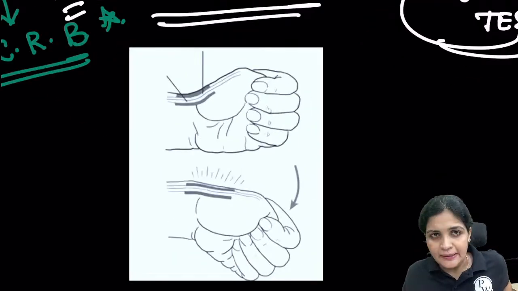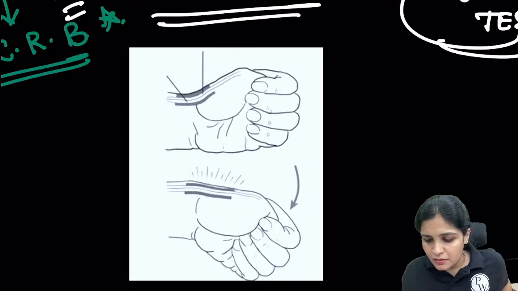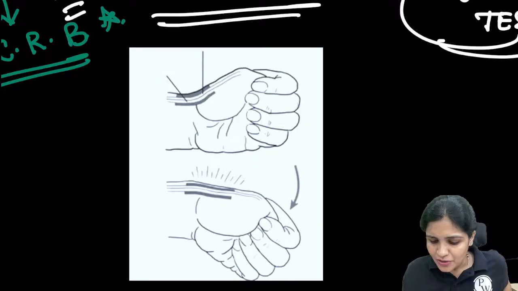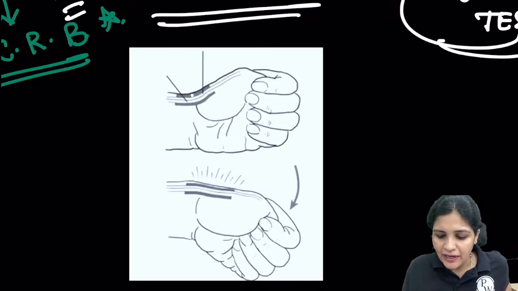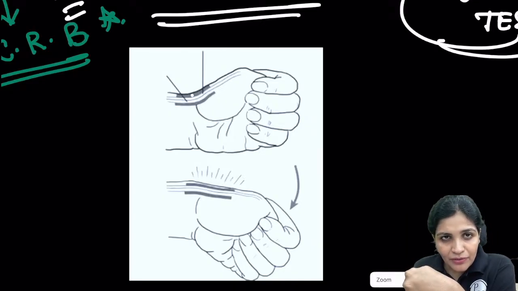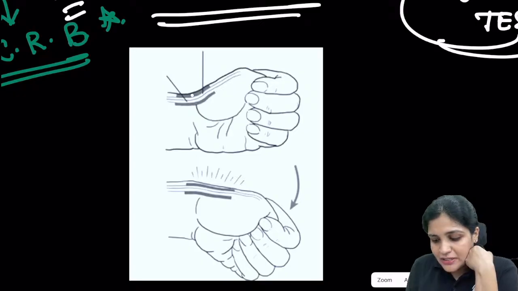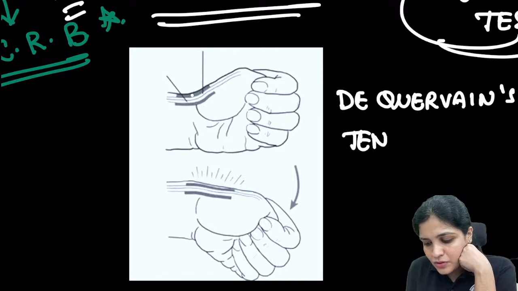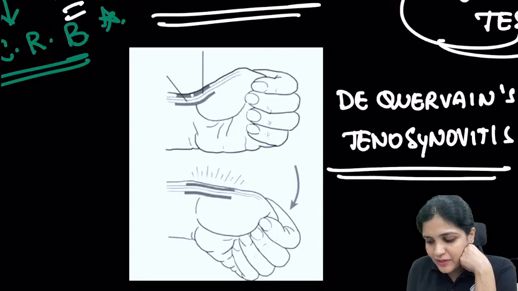And what is this test? Reverse Cozen test. Okay. So now what are you observing here? There are two tendons which are seen, right? And now the patient is forming a fist and he's trying to flex it, right? Like this. So this is your De Quervain's tenosynovitis. So what is this all about?